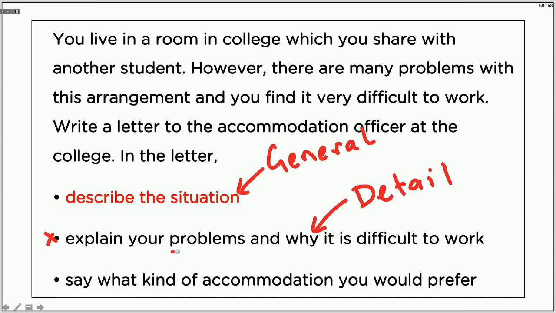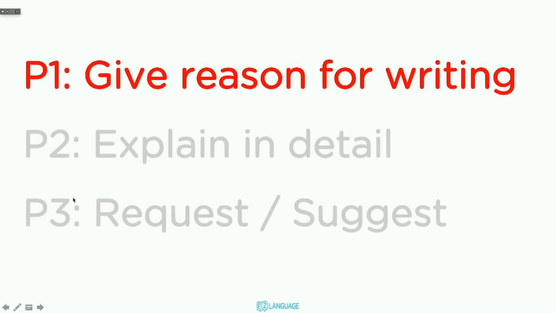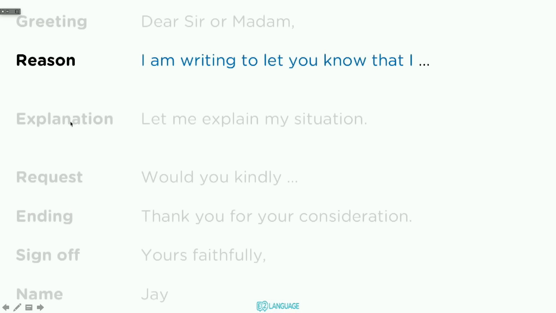Then we go into the detailed problems. Don't start getting into details here. This is not for detail. This is just general description. Really, how you can think of this is your reason for writing. Why are you writing this letter? So I'm writing to let you know that we're going to use this phrase. I want you to copy this exactly.